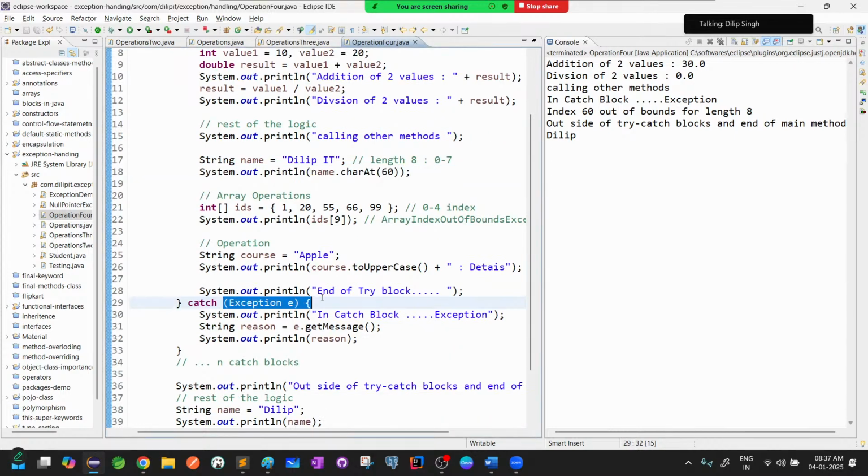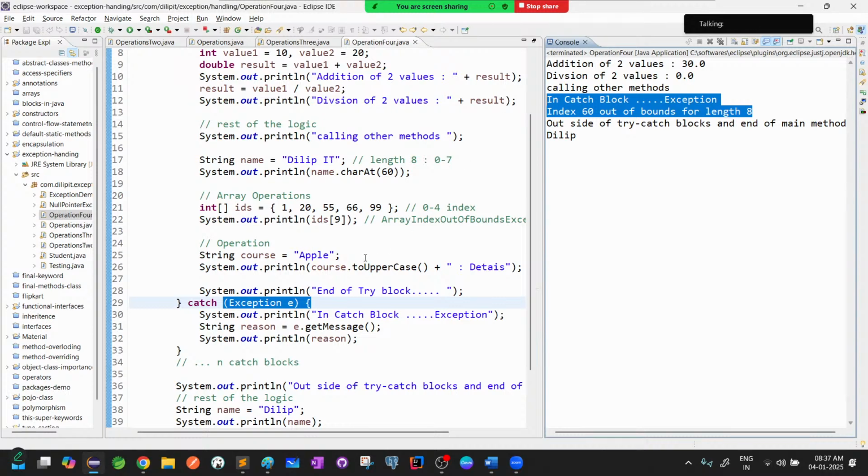Why? You gave a top parent exception block. So that's why it is saying index out of bounds, and finally it executed that catch block. So this is the way you have to handle the exception.